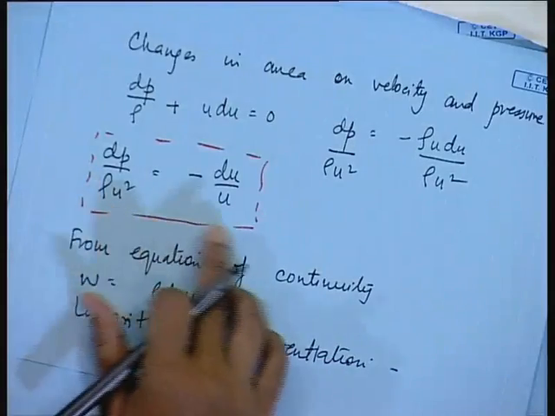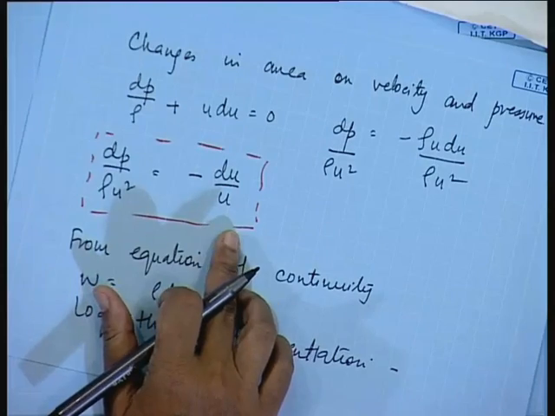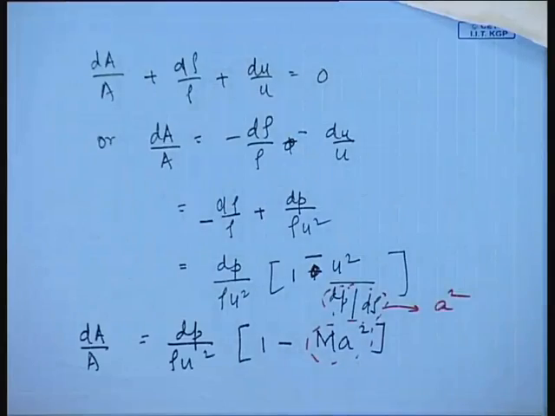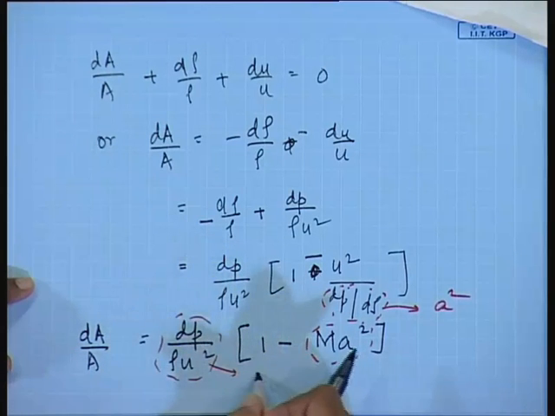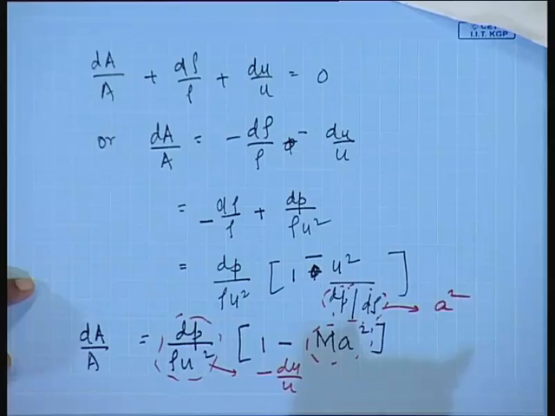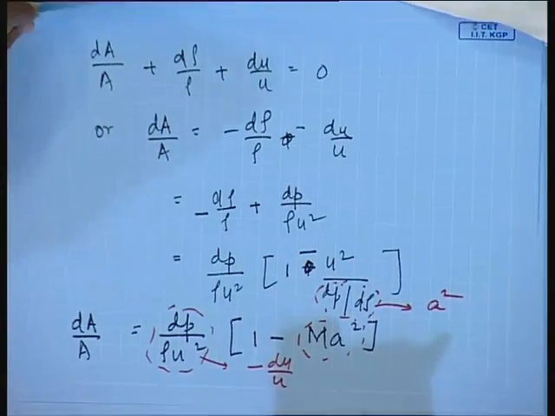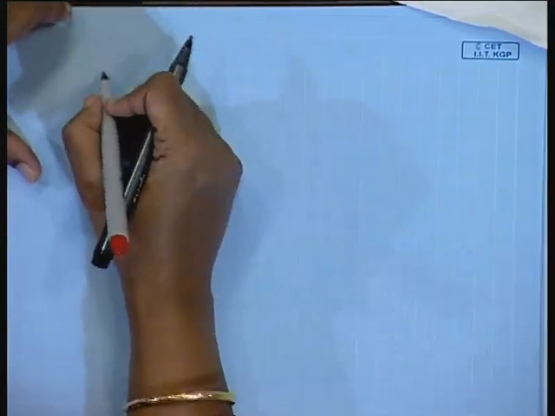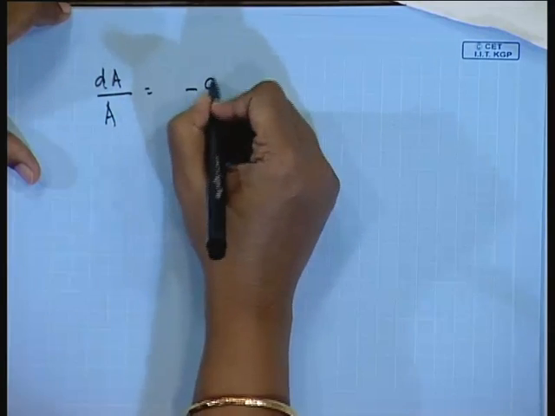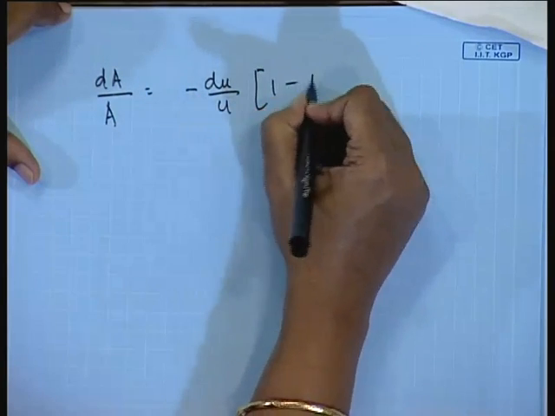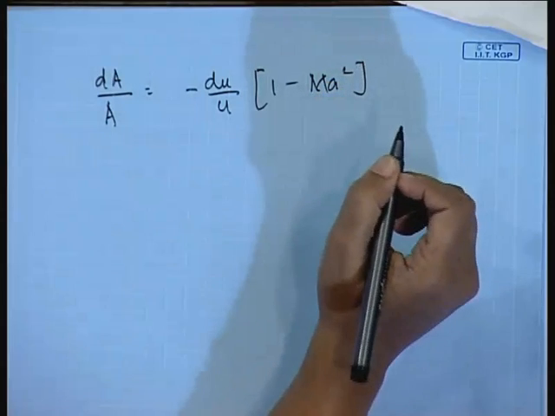Now, here I had already reduced an equation between dP by rho u square and du by u. So, therefore, this particular relationship, instead of dP by rho u square, I can write as minus du by u. Okay. So, if I substitute it, then what do I get? I get the expression as dA by A equals minus du by u into 1 minus Ma square.